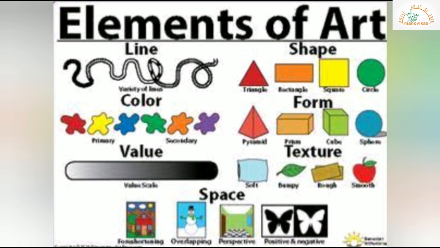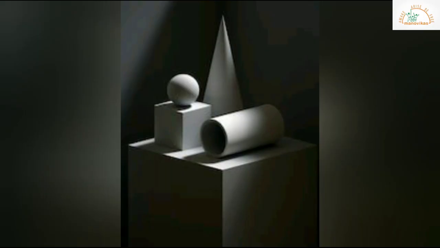Hello students, our art lesson today is going to be on value, which is one of the 7 elements of art. These are the 7 elements of art: line, color, shape, form, texture, space and value. Value deals with the lightness or darkness of a color. Since we see and understand objects because of how dark or light they are, value is very important to art.